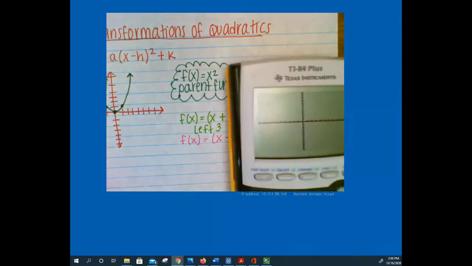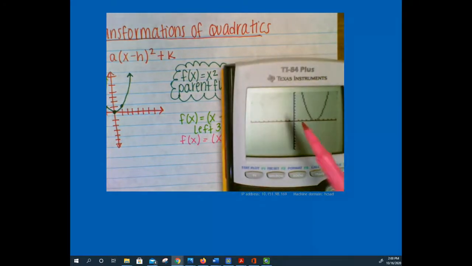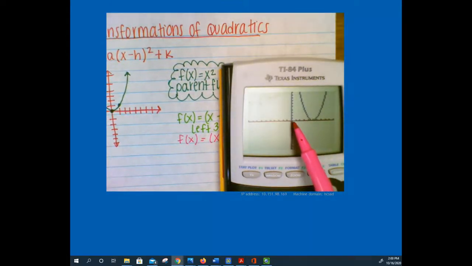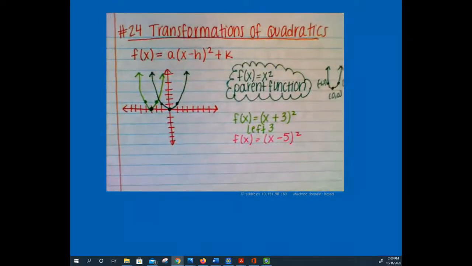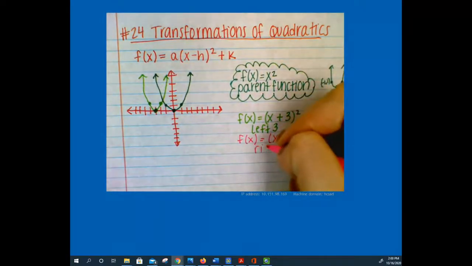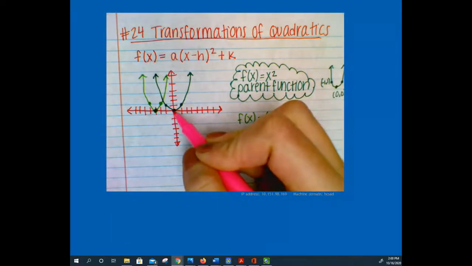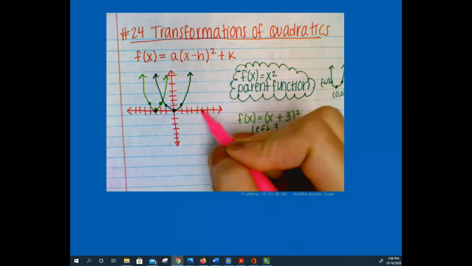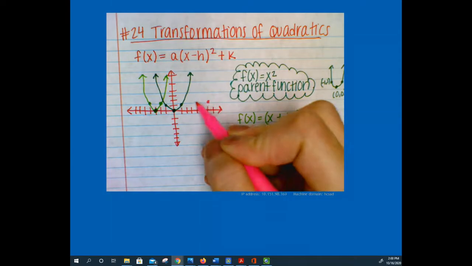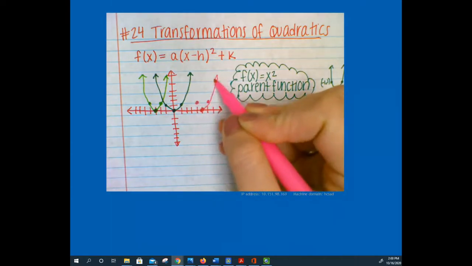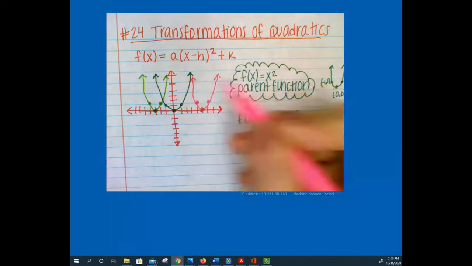If I press graph now, remember, the parent function starts at 0, 0 at the origin. So now, 1, 2, 3, 4, 5 to the right. This one went right 5. Instead of being at 0, 0, it went 1, 2, 3, 4, 5. My vertex shifted over 5, and these points still stay. So I get this parabola.